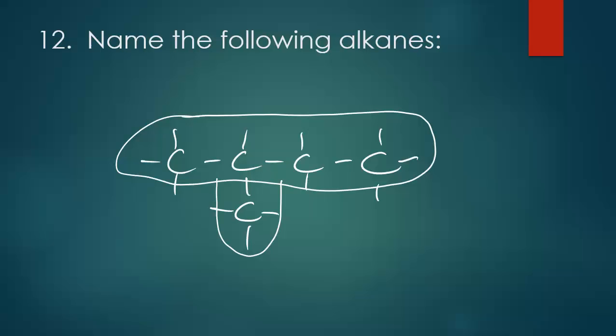How many carbons? 4. So what special prefix do we use for 4? But. And how do we end it? Ane. Butane. So this is called butane. Okay? But it's not just butane. There is a carbon branch off of the second or the third carbon. You see, if we number it this way, this carbon is 1, 2, 3, 4. Then that means the branch is on the third carbon.